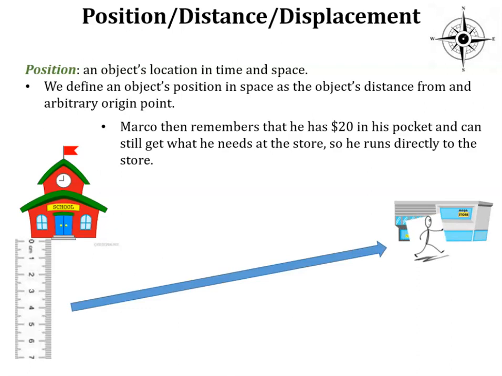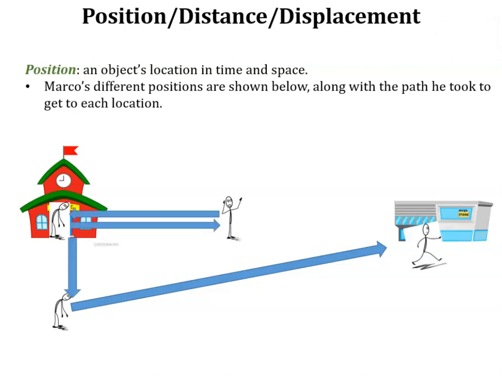So Marco's location is now 1,000 meters east of the school. So even though he ran at an angle, his position with respect to the school is 1,000 meters to the east. So this is Marco's total path that he took. But his position is just where is he at any particular time.